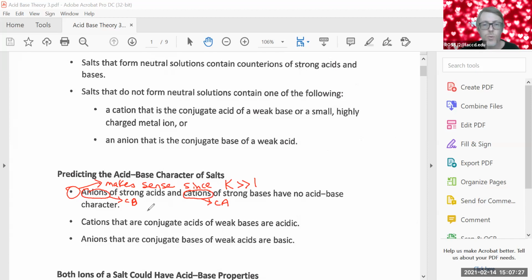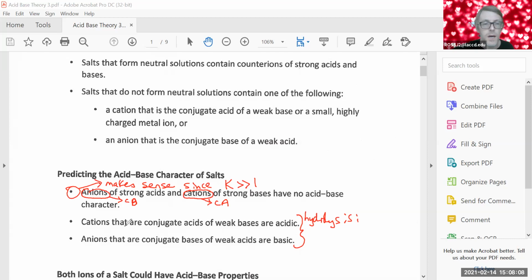Cations that are conjugate acids of weak bases are acidic. We'll look at this in a bit more detail when we look at aqueous equilibria, which is not in this video sequence. But essentially, it will undergo hydrolysis. So I'll mention it briefly here, but we will look at this in a bit more detail later on. So for example, cations that are conjugate acids of weak bases are acidic.